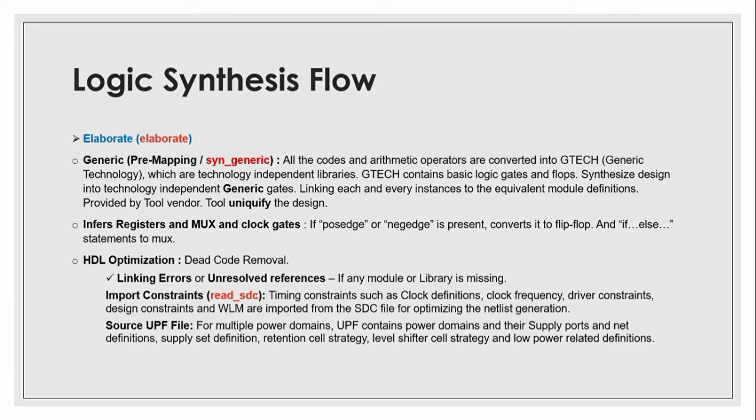Then we have to source the UPF file. We need the UPF file only when we have multiple power domains in the design. Multiple power domains means the UPF file will contain all the power domain information, that there will be different domains which operate at different power and different voltages, and their supply ports, net definitions, supply set definitions, and all the low-power cell definitions like retention cell, level shifter, isolation cell. All these strategies will be mentioned in the UPF.